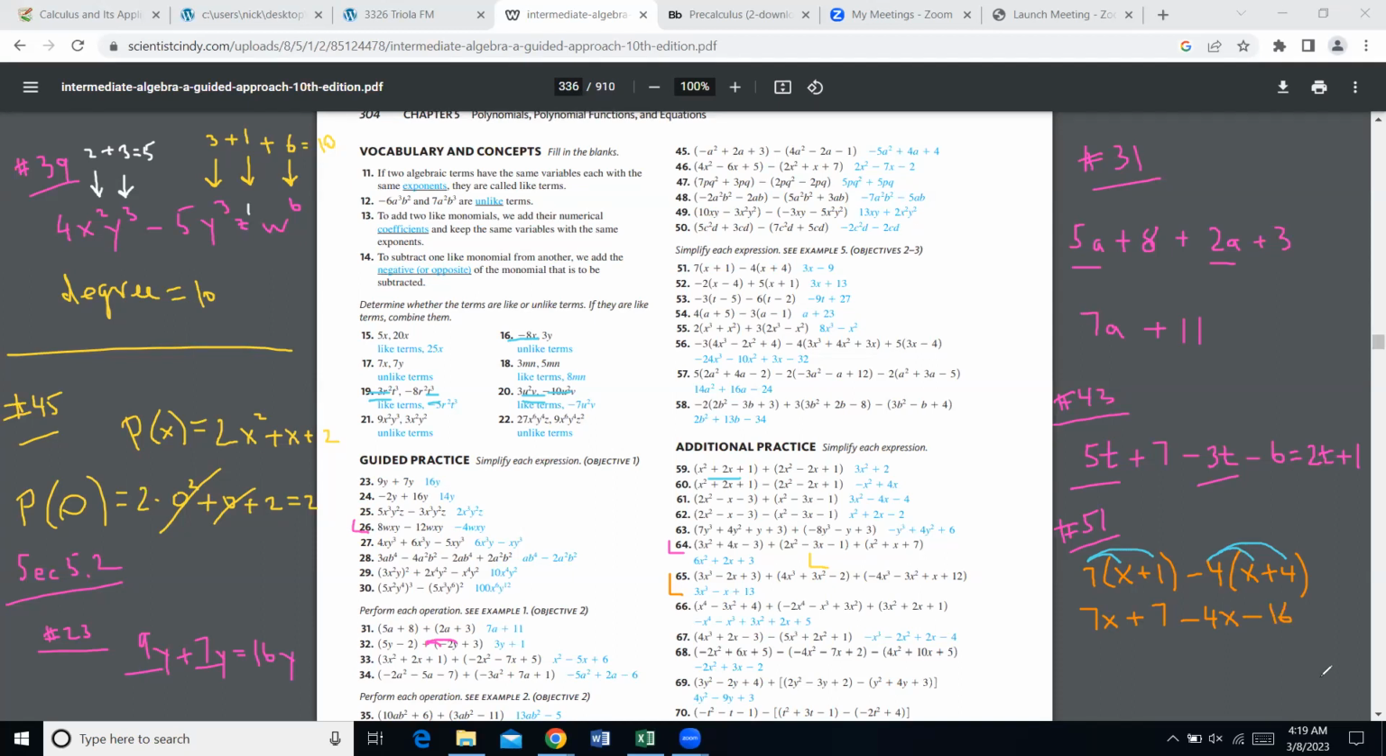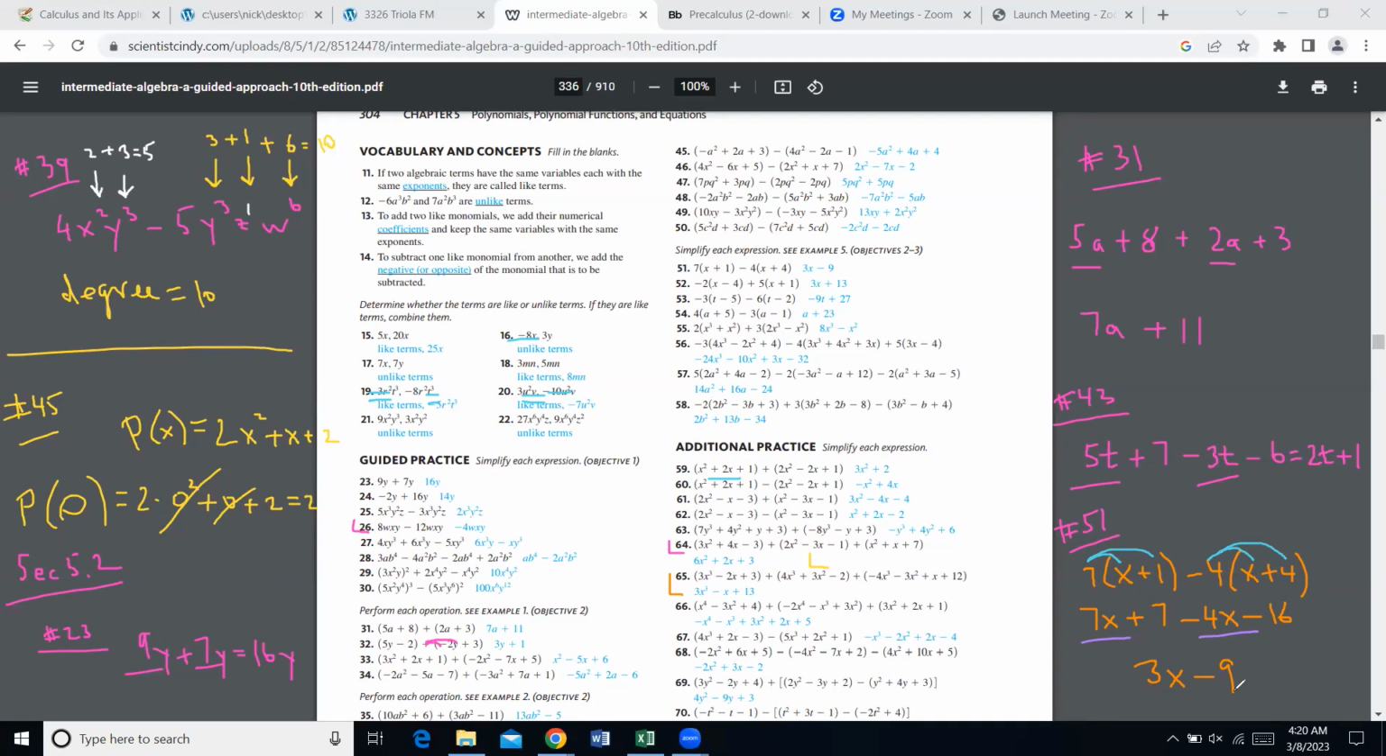-16. Okay, so now I need to get those like terms put together as usual. So the like terms will be terms with letter x. So this is 3x. And then 7 minus 16 is going to be -9. And this is it. So 3x minus 9 is the answer. So it looks like we just add numbers or subtract them, and that's about it.